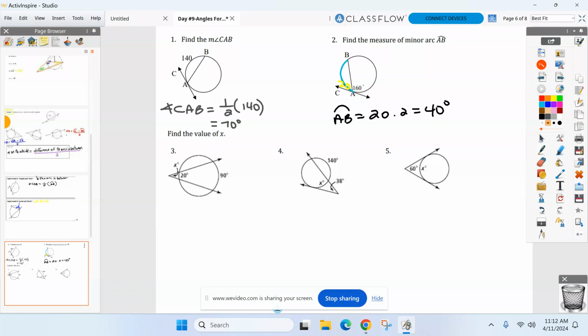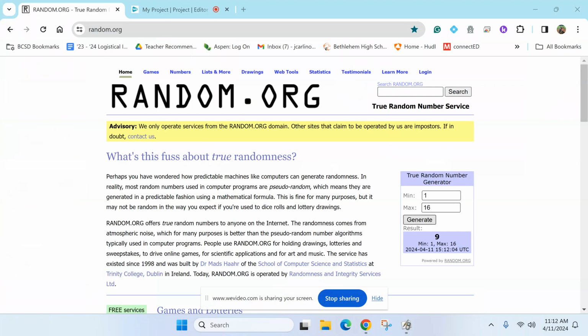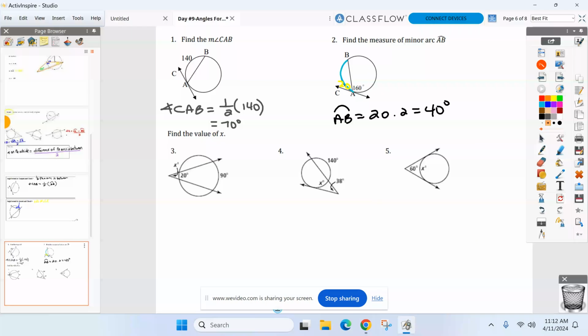Everyone all right with those tweener examples? All right, let's go to number 3. What type of angle am I looking for? Angle X: inside, outside, tweener. What type? Charlie? Outside. It's outside. So I don't have any more questions.